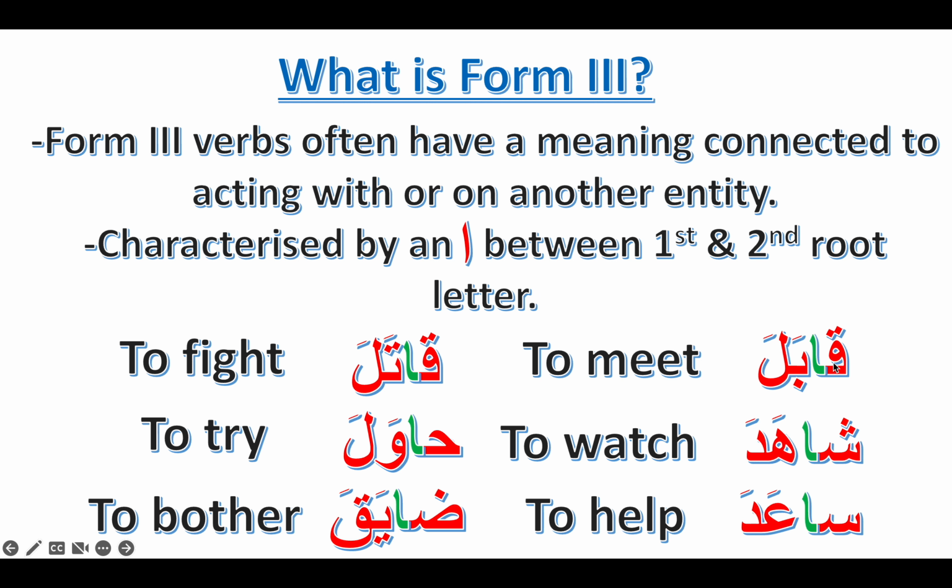Let's see some examples. قابل is to meet. So, when you meet someone, you are acting with another entity, the person. And as we can see, there is an alif in between the first and the second root letter. شاهد is to watch. When you watch, you are acting with another entity. You are watching a person. Alif in between the first and second root letter.